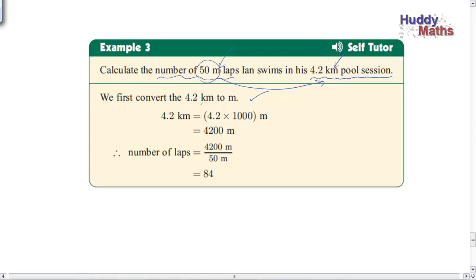Now kilometres is a big unit, bigger than metres, so you're going to have more metres than 4.2. Therefore you'll times by 1,000 to get how many metres there are in 4.2 kilometres. Got to keep common units here. If you're going to try and work out how many you've got, you have to have common units. So dividing by 50 metres to find how many laps there were in 4.2 kilometres, he's got to swim 84 laps. Wow, what a dynamo. Wish I could do that.